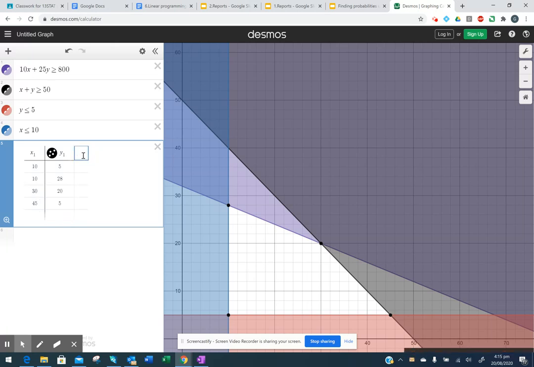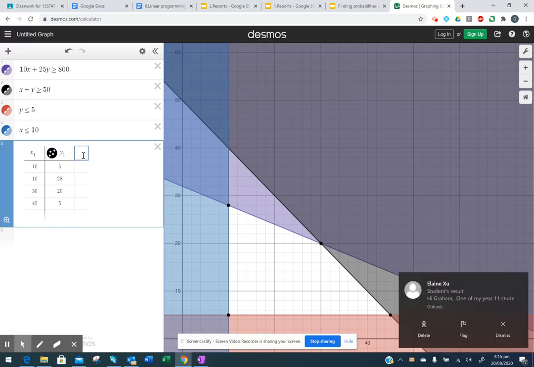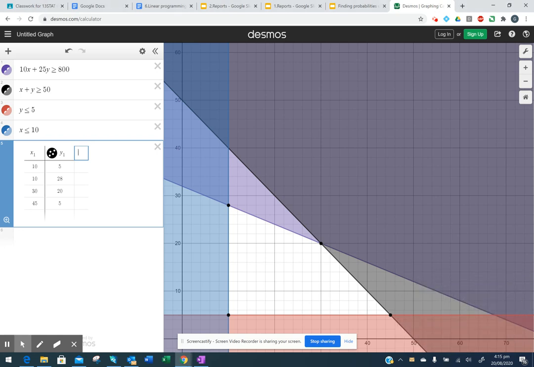And so my profit equation was $11 per tent plus $20 per camper van, and there's my table. So I now have got a value that the most I will earn is $730, and my maximum income will happen when I have 30 tents and 20 camper vans.